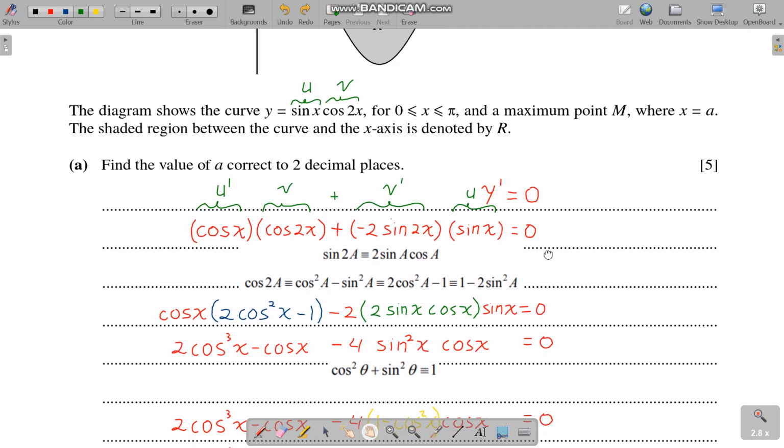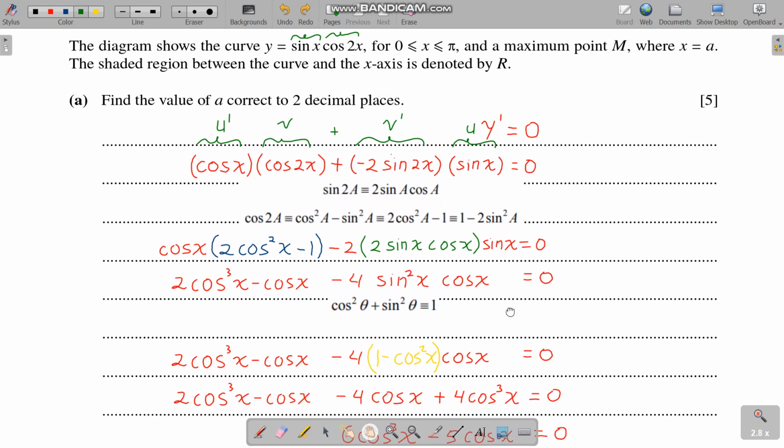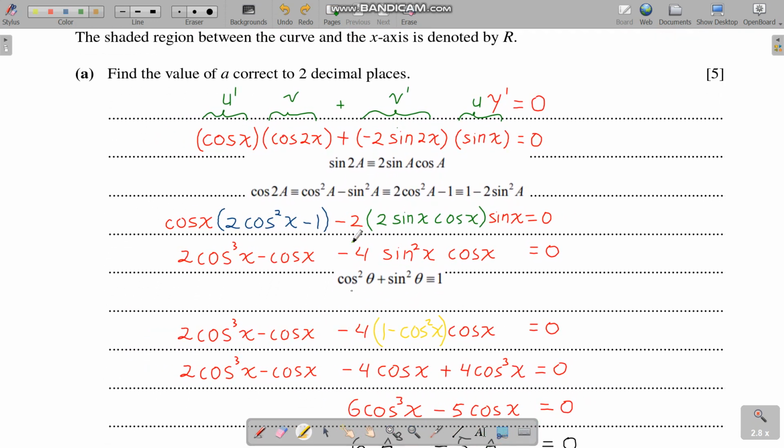Now to solve this, we cannot use the double angle here, so we have to use the double angle formula in MF19. For sine 2x, we use 2 sin x cos x, and for cos 2x, we use the cos double angle. Now we have 3 options for the cos double angle. We can use cos squared minus sine squared, 2 cos squared minus 1, or 1 minus 2 sine squared.